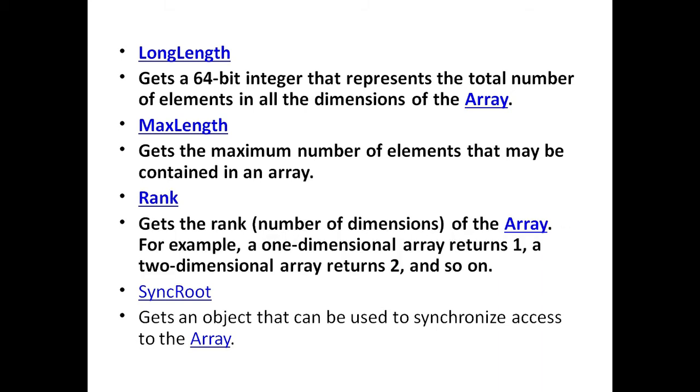Rank property gets the rank, that is number of dimensions of the array. For example, one-dimensional array returns 1, two-dimensional array returns 2, and so on. SyncRoot property gets an object that can be used to synchronize access to the array.